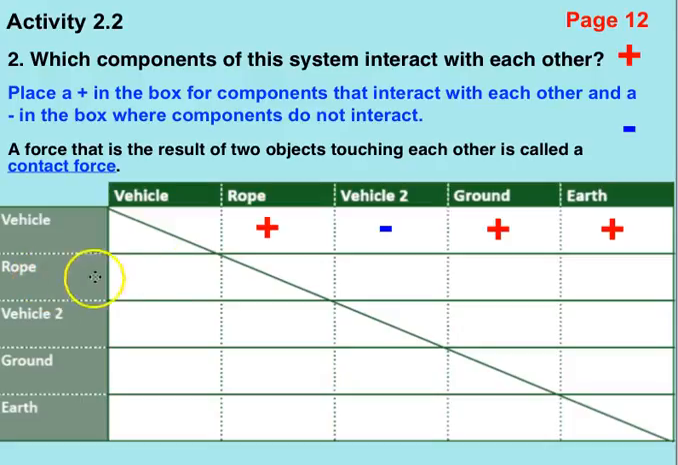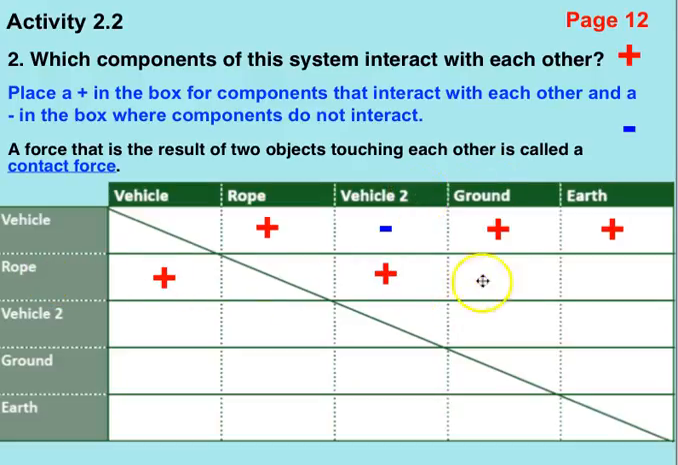Now, does the rope interact with vehicle number 1? You might say, Mr. Toon, you just already asked me that question. Yeah, I did. So we know that the rope already interacted with vehicle number 1 from right up here. Now there's a slash through this one because the rope can't interact with the rope itself. Did the rope interact with vehicle 2? We haven't answered that question yet. We just said, did the rope interact with vehicle number 1? So that's definitely a plus. The rope is connected to vehicle number 2.